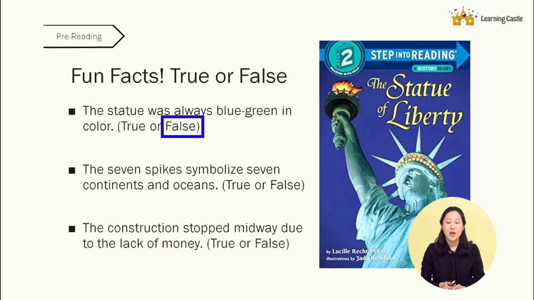The second question, the 7 spikes symbolize 7 continents and oceans. The spikes refer to the spikes of the statue, and this actually symbolizes 7 continents and oceans, so this is in fact true. The last sentence, the construction stopped midway due to the lack of money. Is this true or false? Can they really run out of money? In fact, this is true, and we will read more about it and how America overcame this problem and were able to have the Statue of Liberty in New York.